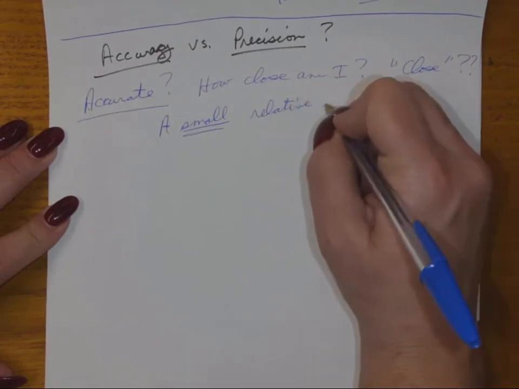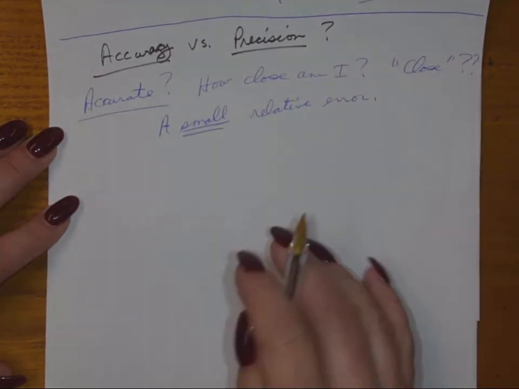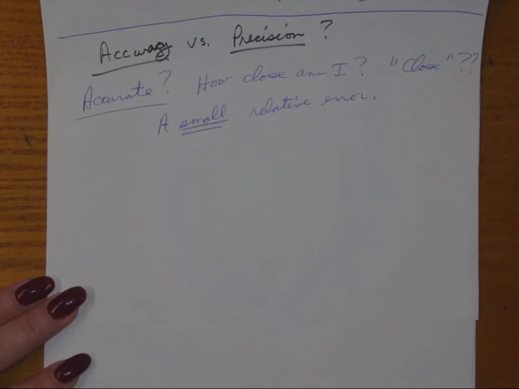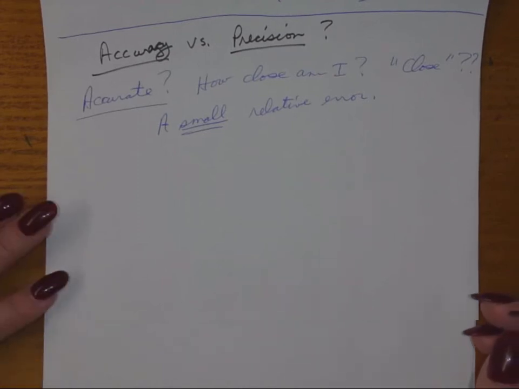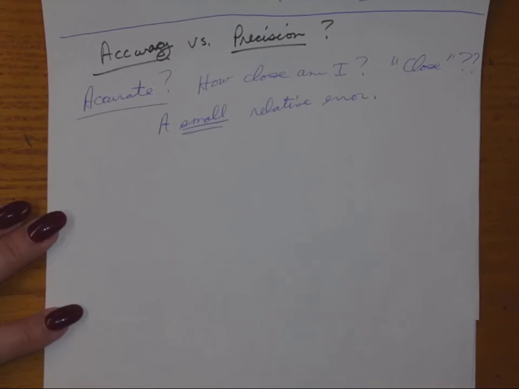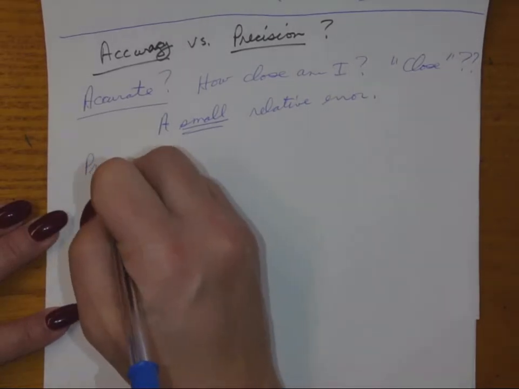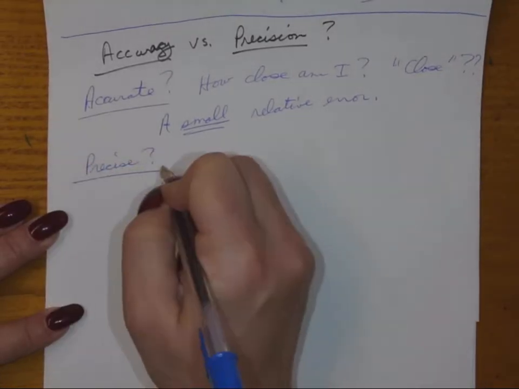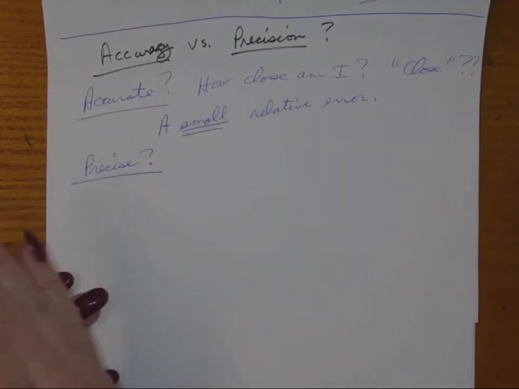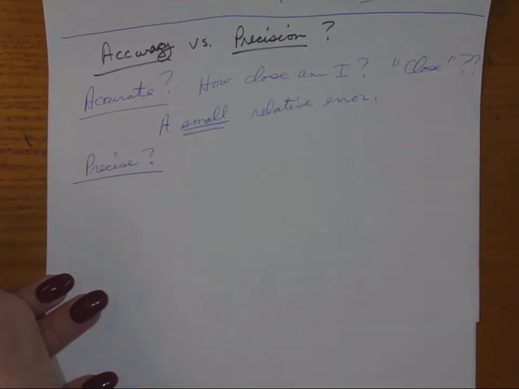So I don't want to be off by very much, okay? I want to be really, really close to where I should be, okay? So what's the difference between that and precise? Okay. Well, precise is actually about the measurement itself.